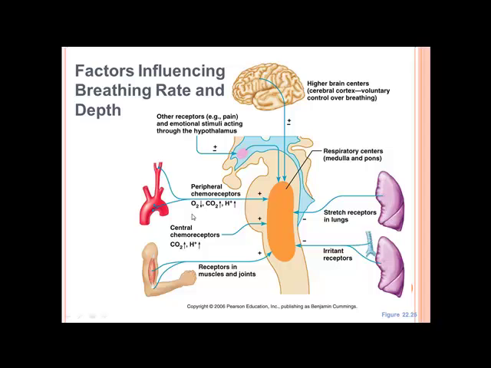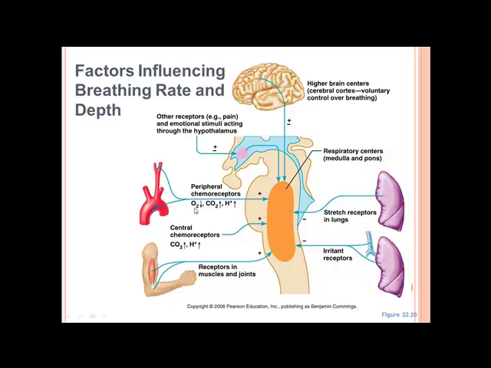Okay? So let's check out this chart here. We have our higher brain centers. You can control your breathing. I can stop breathing right now for a little bit if I want, or I can breathe heavy if I want, right? We get emotional ones, right? You're crying and you're not breathing right and it's all choppy and you're breathing heavy. We have our peripheral chemoreceptors.